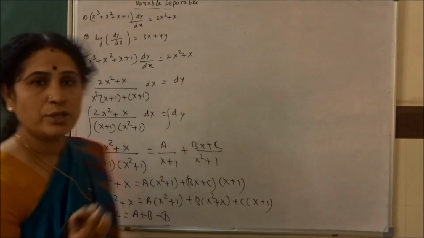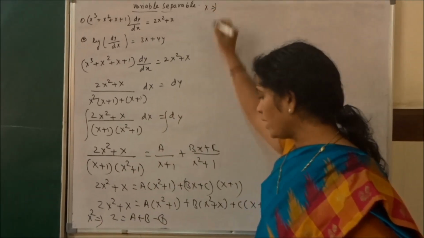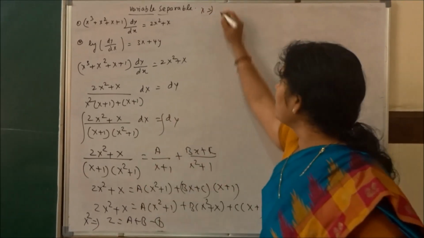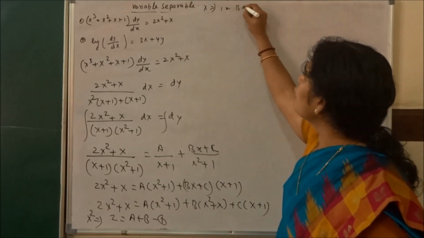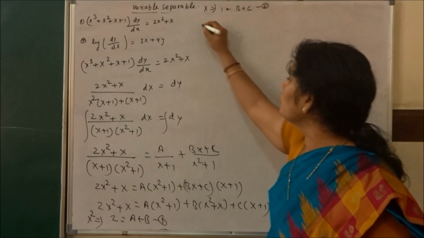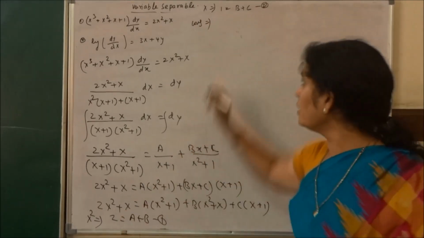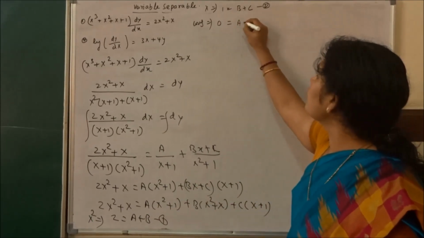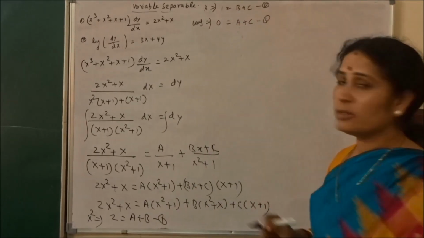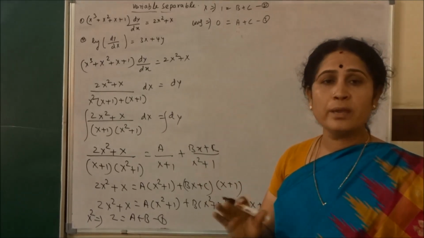Now compare the coefficient of x on both sides. Here it is 1, and the coefficient of x on the other side is b plus c. That is equation number 2. Now I am comparing the constants on both sides. The constant here is 0, and on the other side it is a plus c. That is equation number 3. Now solving these three equations, we get the values of a, b, c.